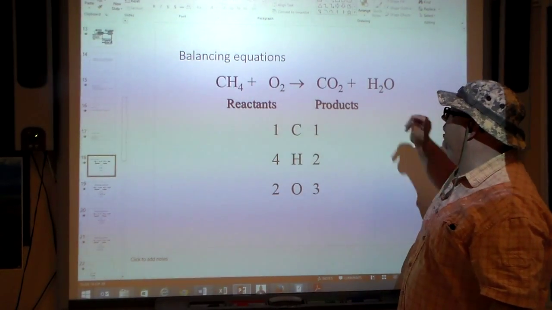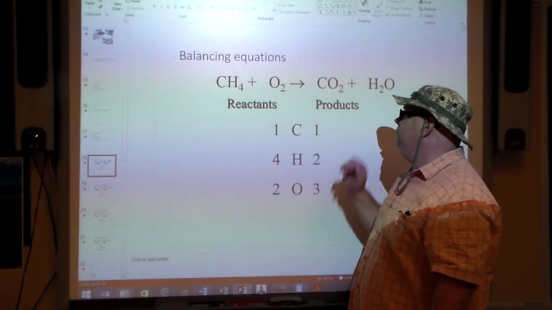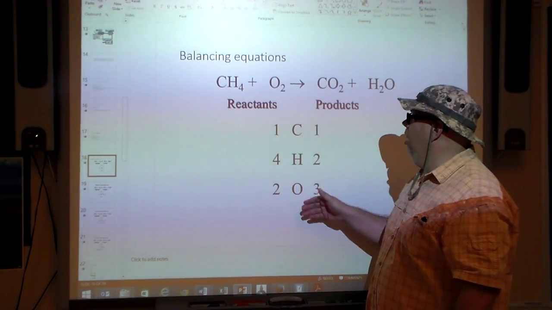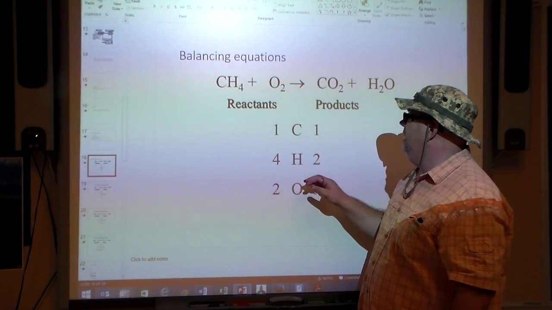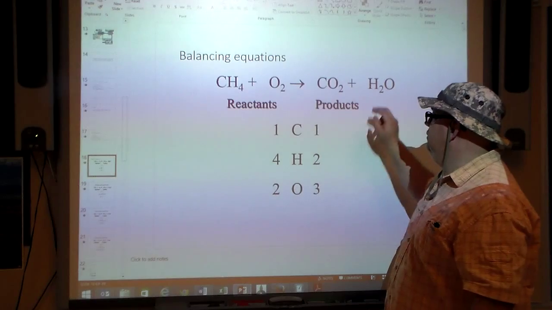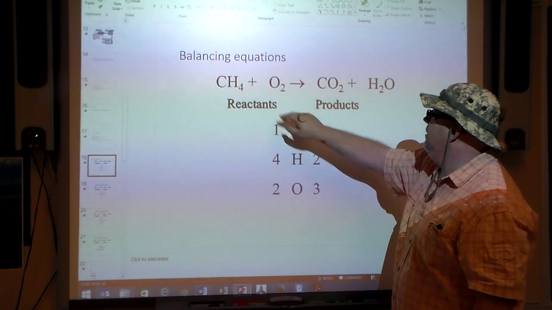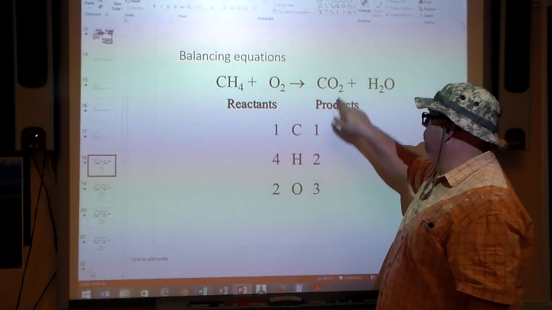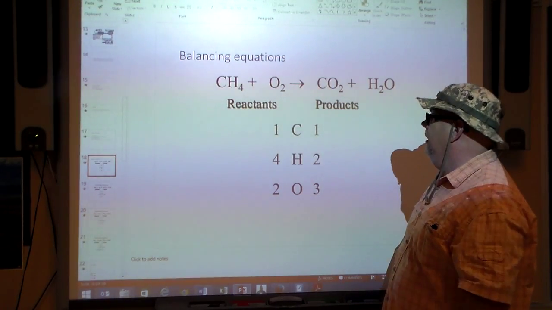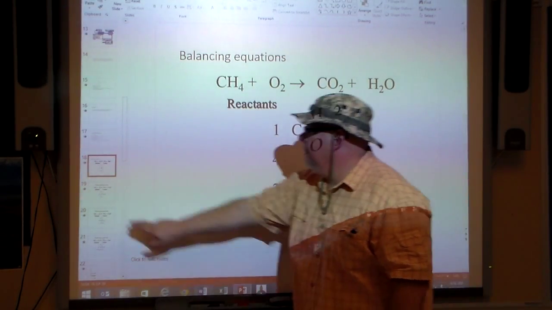So when we look at this here, we're going to burn some methane and oxygen. We get carbon dioxide and water. We can look at reactants and products, and we can break it down to C, H, and O. One carbon on each side here. Then we have 4 hydrogens here, 2 hydrogens over here, 2 oxygens on this side, and 1, 2, 3 oxygens on this side. So this is a way to do this, for arranging it.